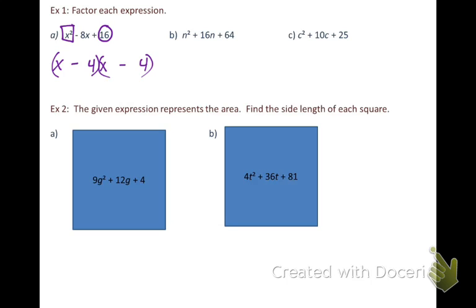You're going to take your outer and your inner. So you're going to go x times negative 4, which is negative 4x. And your inner, that would be negative 4 times x, which is negative 4x again. And negative 4x minus negative 4x is negative 8x. And that is your middle, so here is your answer.